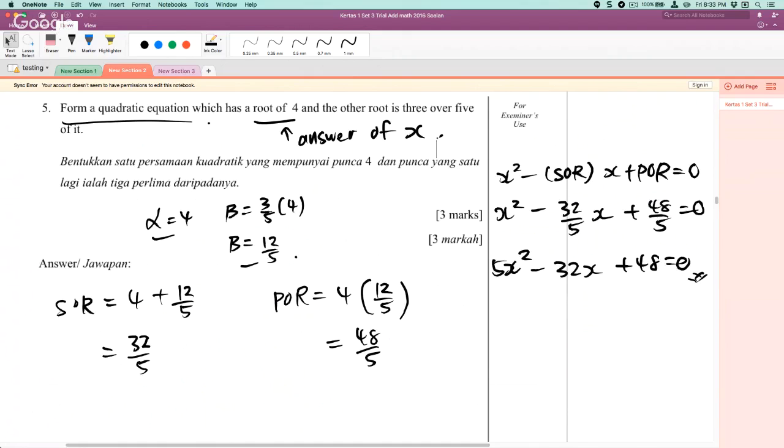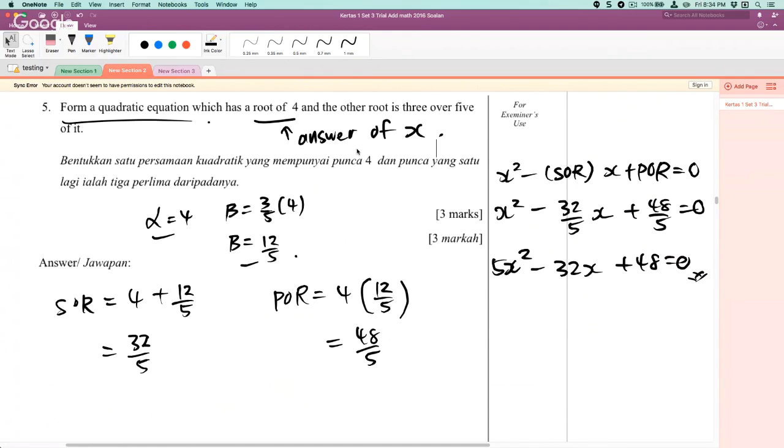Okay, so one of your answers is 4, and the other answer is 3 over 5 of the 4. So you should have both of these answers. It shouldn't be too difficult. Okay, so let me just move on.